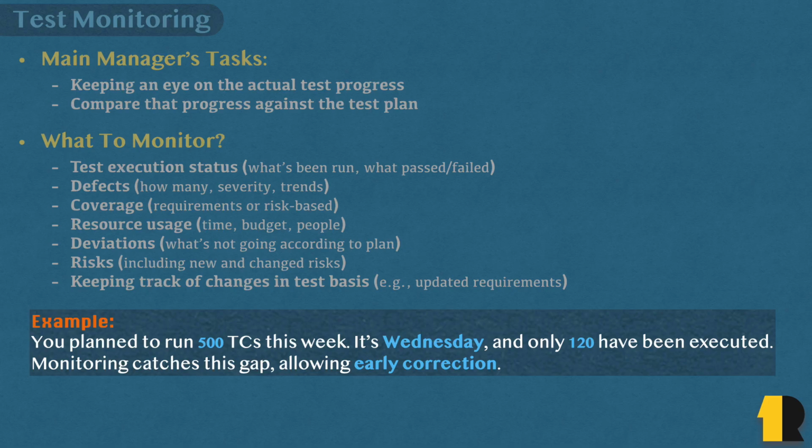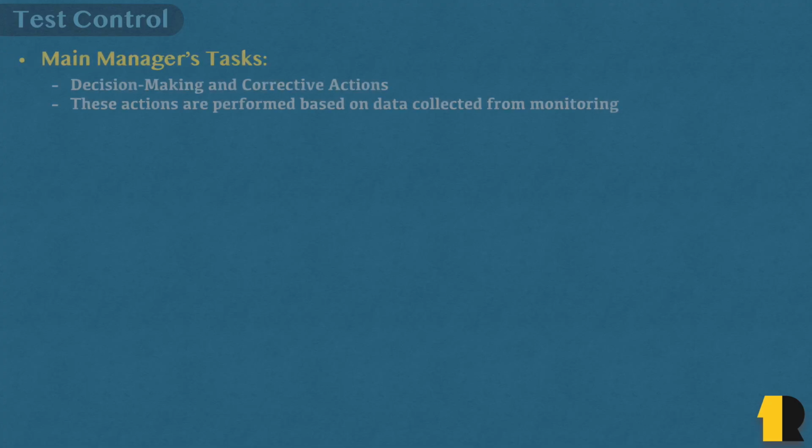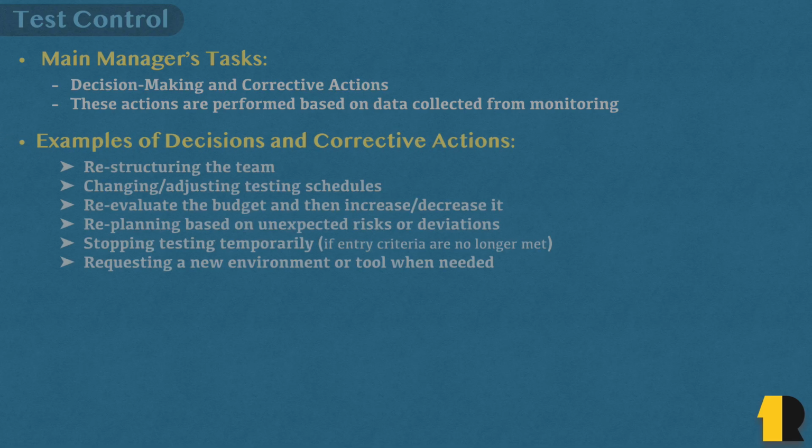Now, once you collect all these monitoring metrics, it's not enough to just look at them and nod your head. You must take action. And this brings us to the next important activity, test control. Test control is where you, Mr. Manager, step in and make decisions based on what you found during monitoring. The goal is to put things on track and back to what's planned. So let's talk about the kinds of actions you might need to take as a part of your control process.